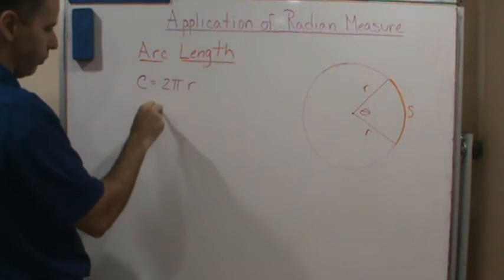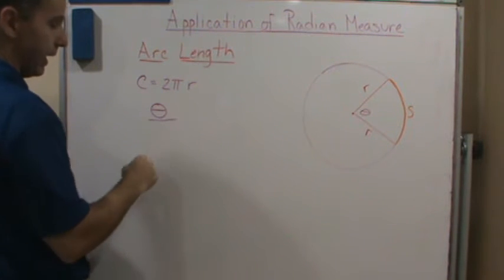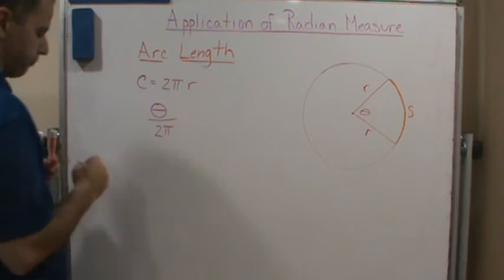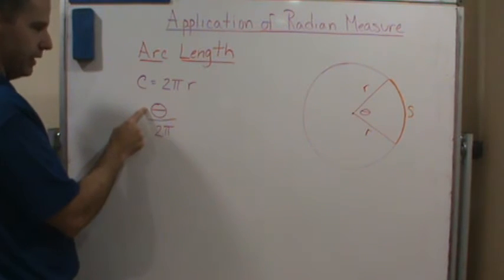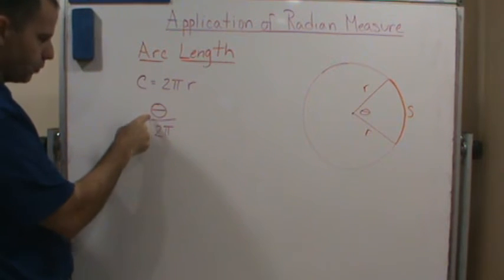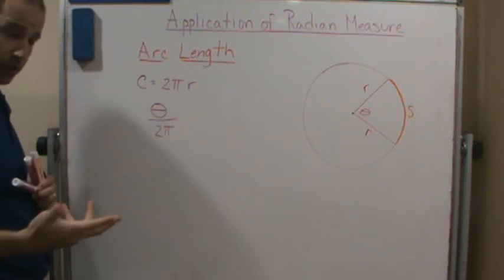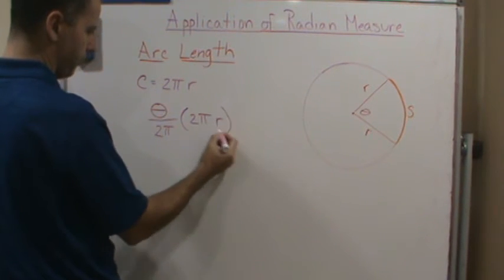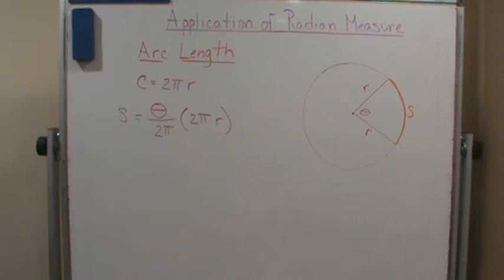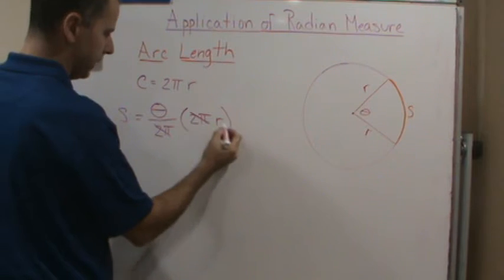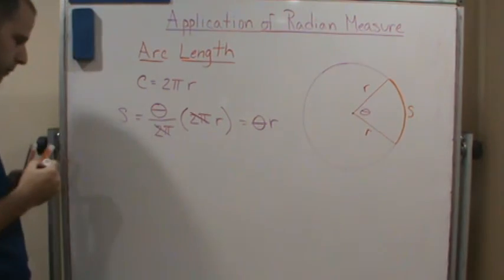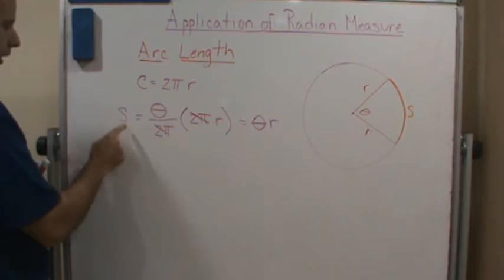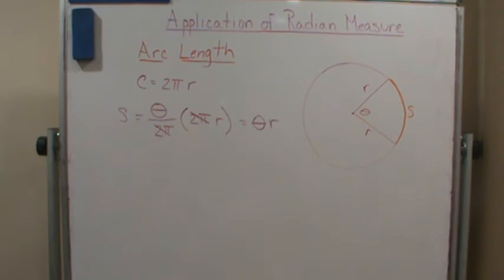Well, the fraction is going to be whatever the central angle is divided by the total revolution. One revolution, what is that? That's 2 pi radians. So we take the measure of the central angle and find what fraction of the total circle that is. Then that fraction is the fraction of the circumference we take. This is the formula for arc length, but notice that 2 pi and 2 pi cancel, so we end up getting theta times r. So the formula for finding the arc length when you're talking about radians is S equals theta times r.